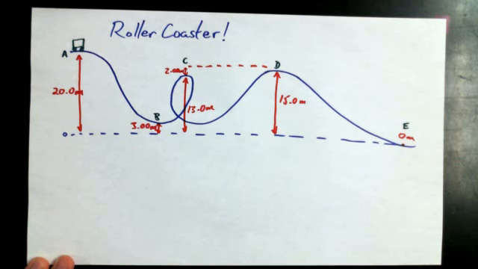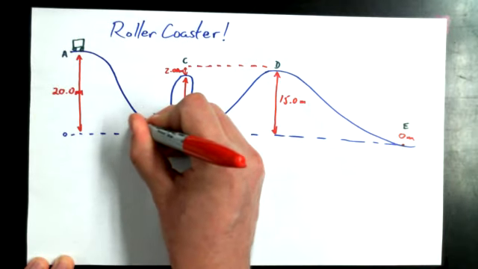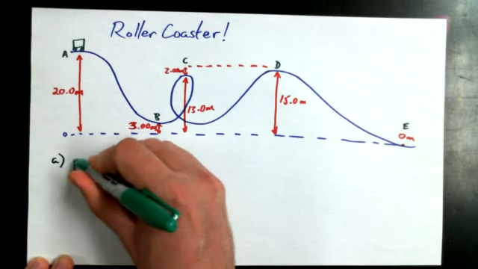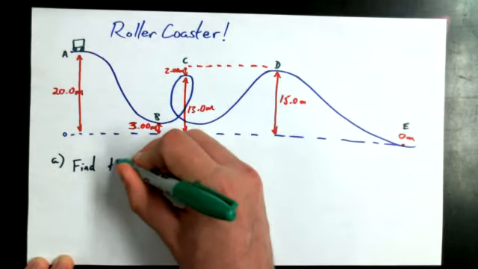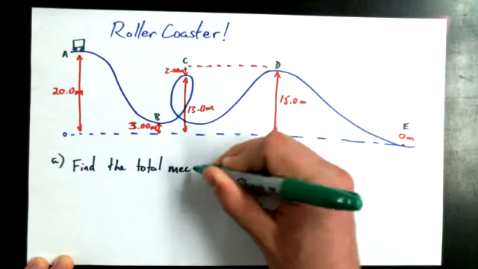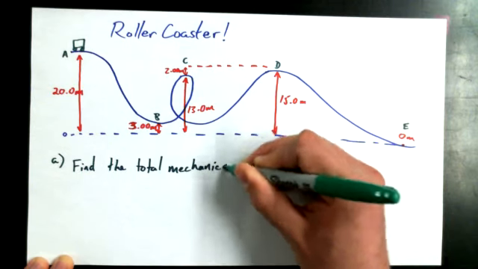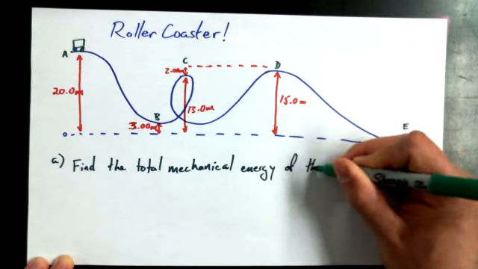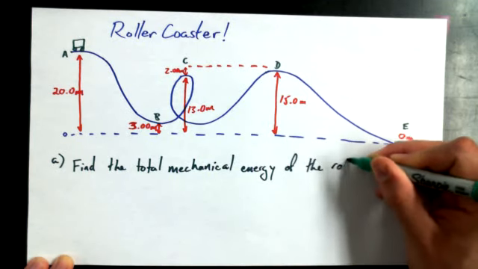What's the height for B? Height for B is 3 meters, 3.00 meters. It's not a 5, it's a 3. Sorry, 3. Okay? 3 meters. All right, so first thing I want to do is find the total mechanical energy of the roller coaster.